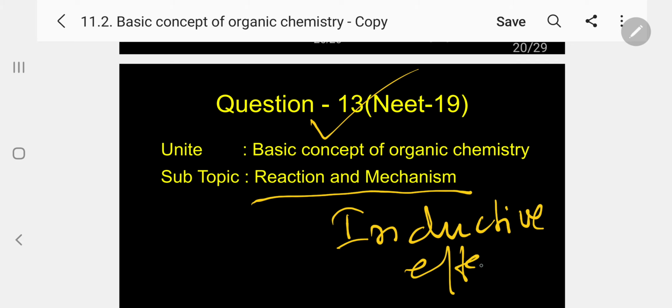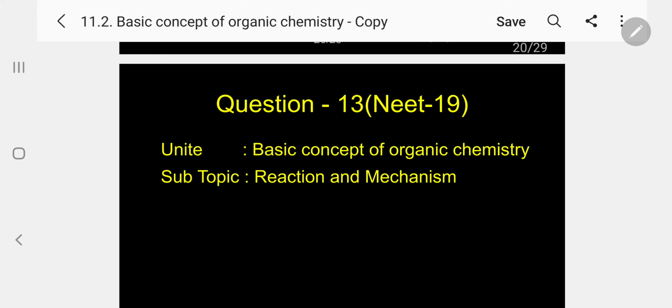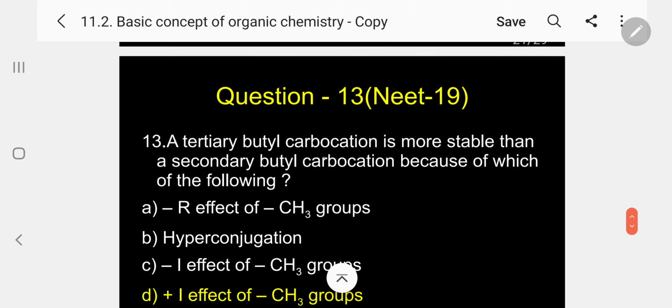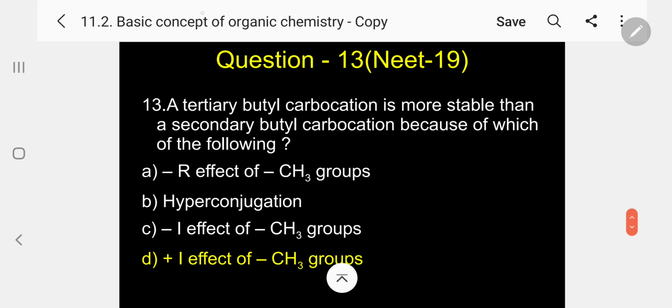Specifically under inductive effect. Please follow. The answer is D, plus I effect of methyl groups. Kindly follow, I will explain how. What is the tertiary butyl carbocation and the secondary butyl carbocation? You must know the structure first. I will write the structure. Please follow.